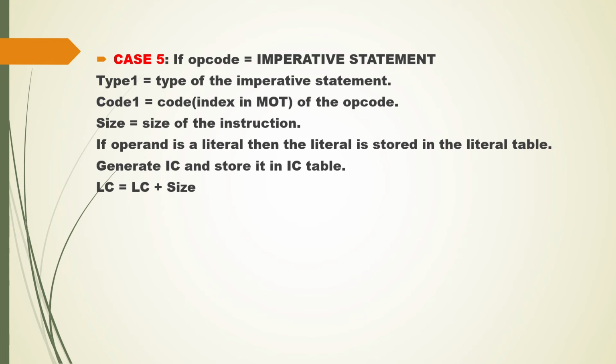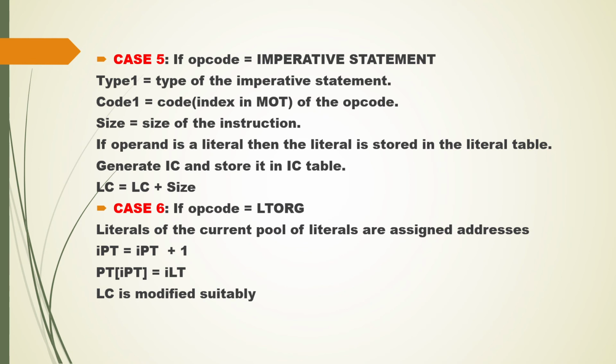Then case 5 is if the opcode is an imperative statement, then type 1 will consist of the type of the imperative statement. Code 1 will consist of the code of the opcode, size equal to the size of the instruction, and if the operand is a literal, then the literal is stored in the literal table. Then the intermediate code is generated and it is stored in the IC table. LC, that is the location counter, will again increment by its size.